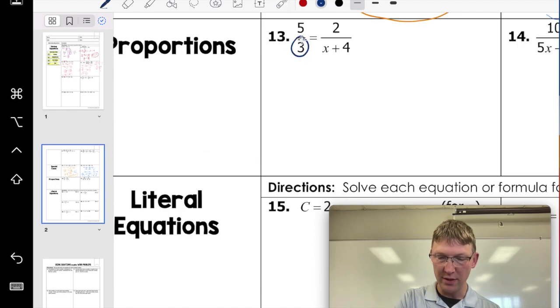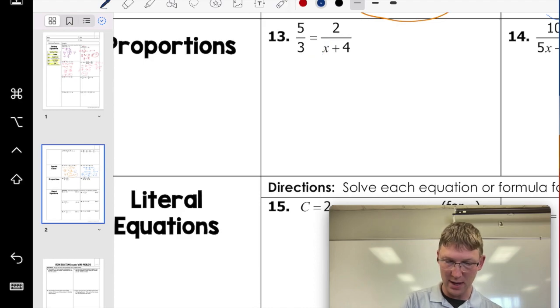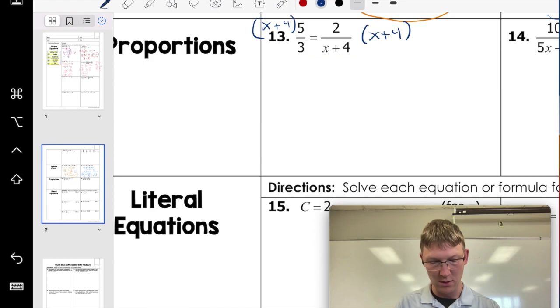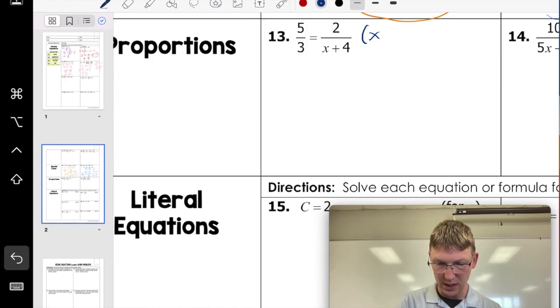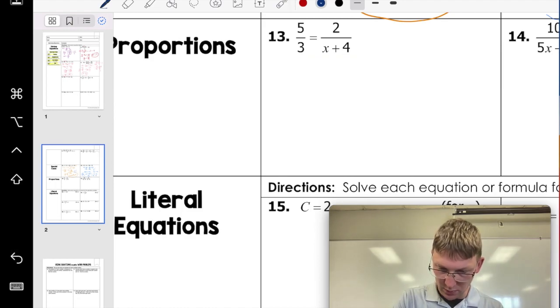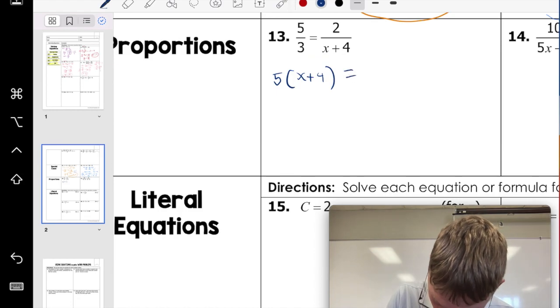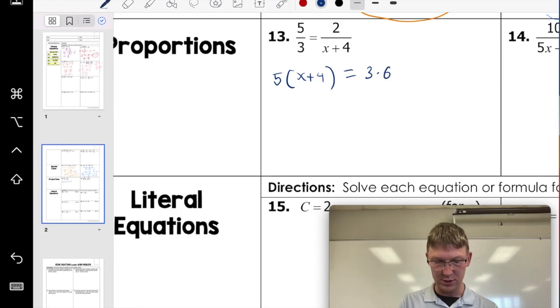So to move this 3 over to the other side, you're going to multiply both sides by 3. And the same thing with x plus 4. You're just going to multiply this whole thing by x plus 4, and then this whole side by x plus 4. So we can go ahead and do that one real quick. So what that looks like is, multiply both sides by 3, multiply both sides by x plus 4. So we've got 5 times x plus 4 equals 3 times 2. And then we'll simplify that.